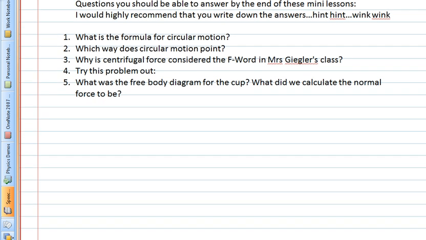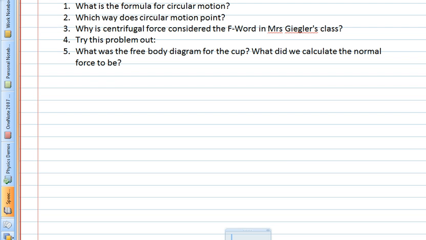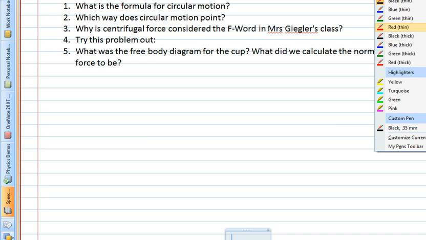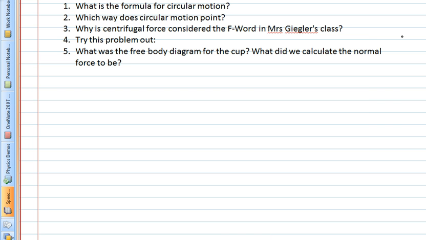Okay, so let's talk about the lab in this first question. In the lab, you found the relationship between different things. If you were going through and doing everything perfectly, you should have found that force was related to 1 over t squared, that mass was related to t squared, and that radius was related to t squared.